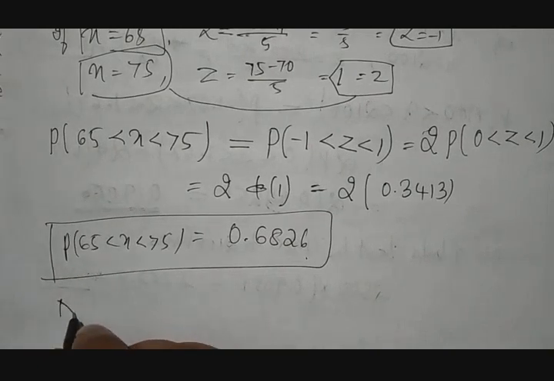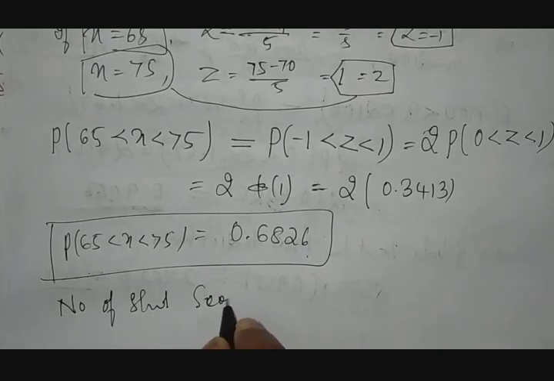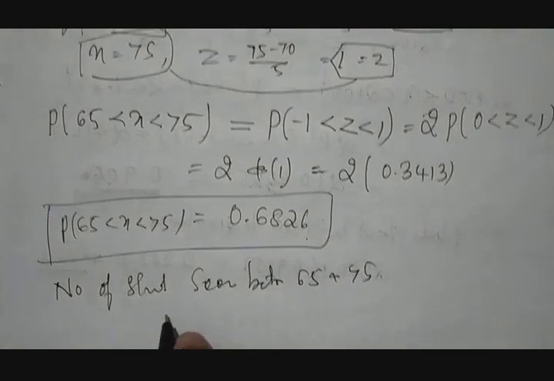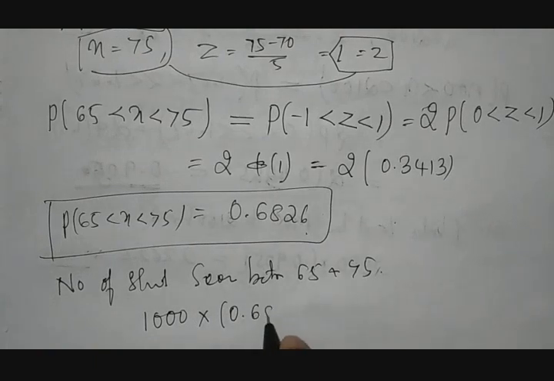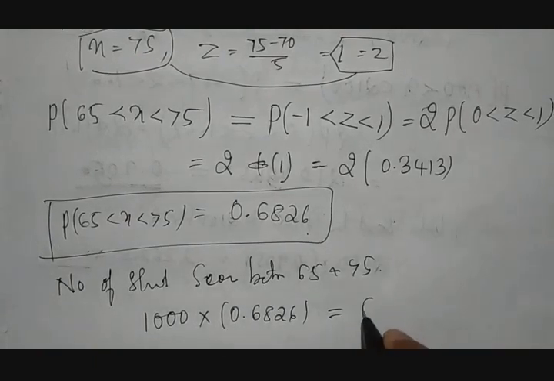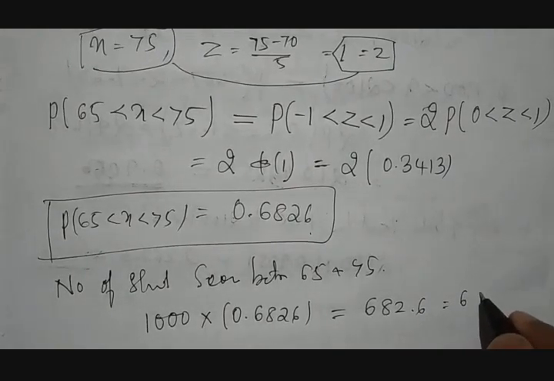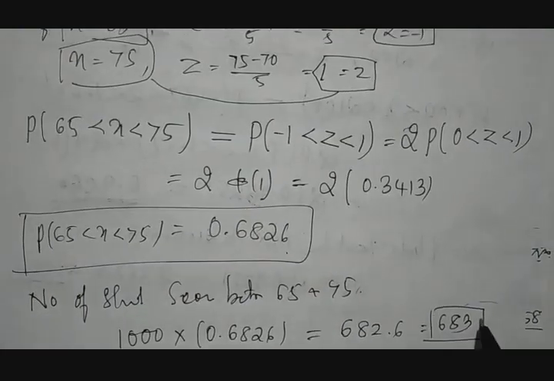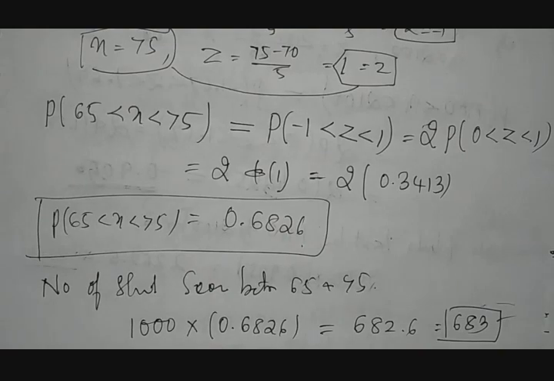But how many students? The number of students who score between 65 and 75 will be the total number of students, 1000, into this calculation, 0.6826. So that becomes 682.6 students. Means we will be taking around 683 students. Fine. Therefore, 683 students out of 1000 may score marks between 65 and 75.